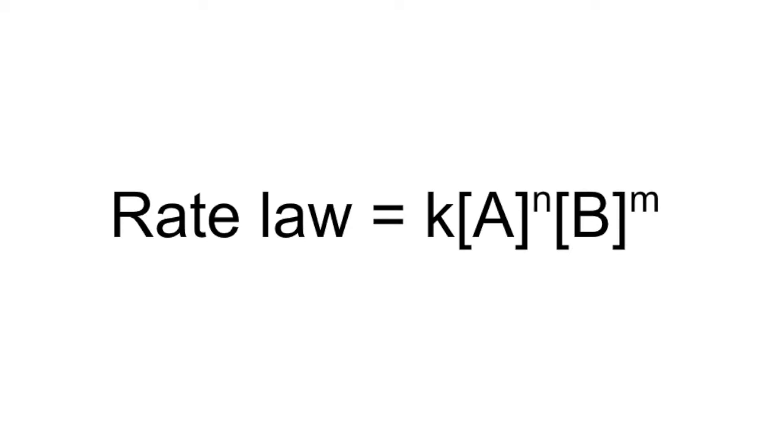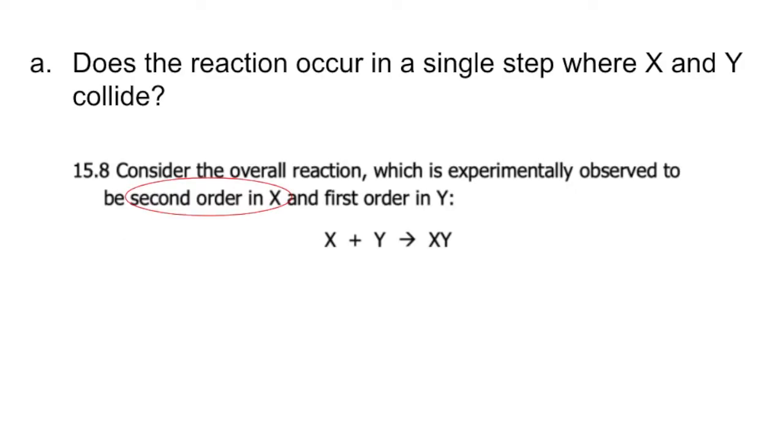First, let's go over the equation that we'll need for this problem. The rate law equals K times the concentration of each reactant with an exponent of their order. The reaction is experimentally observed to be second order in X, which means that if it was a single collision reaction, there would be a coefficient of 2 in front of the X, but there is not. Therefore, there must be multiple steps of the reaction.